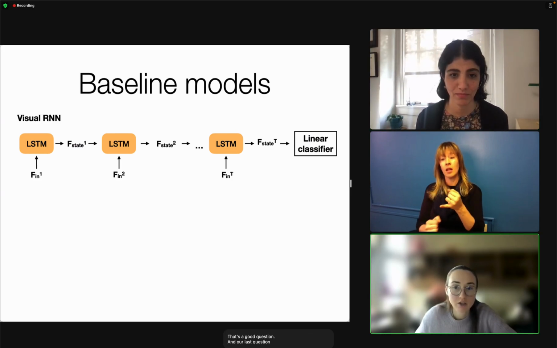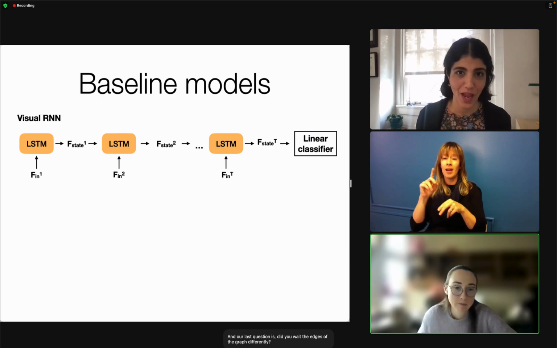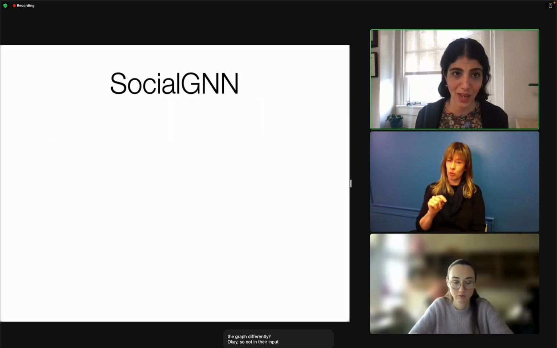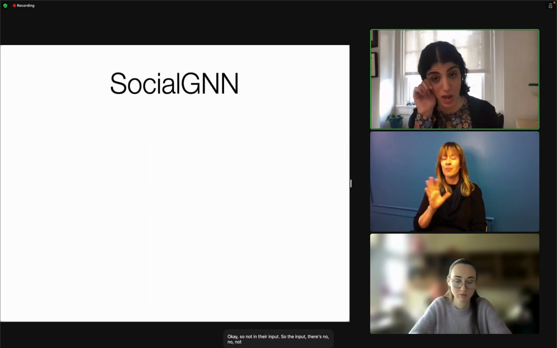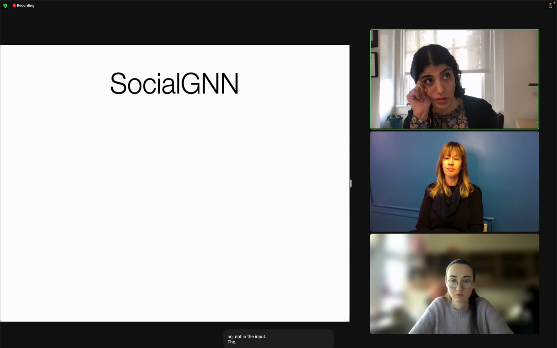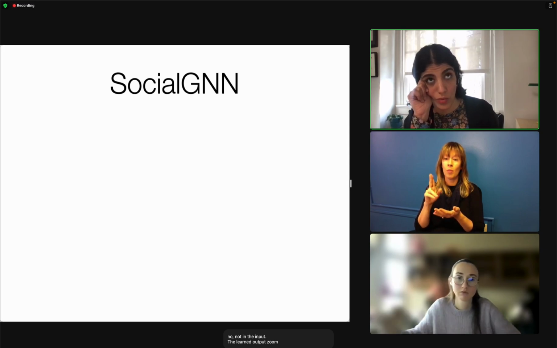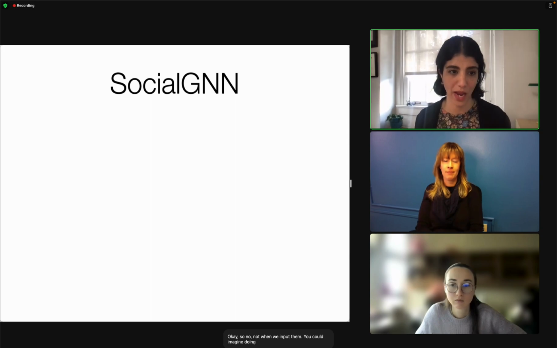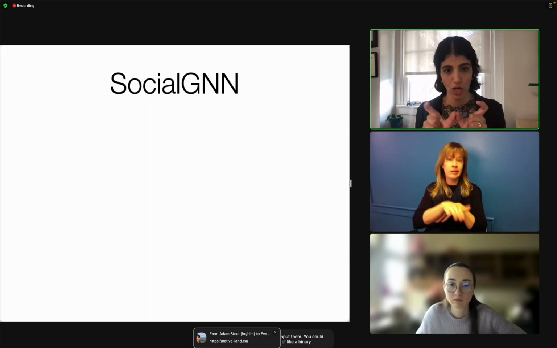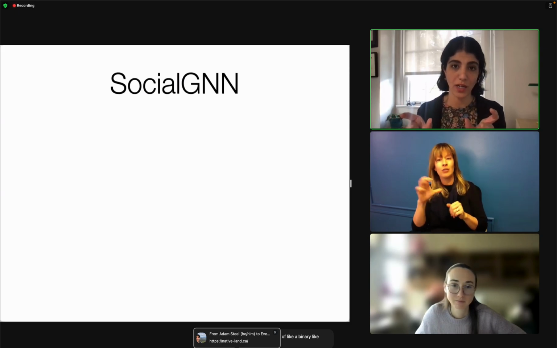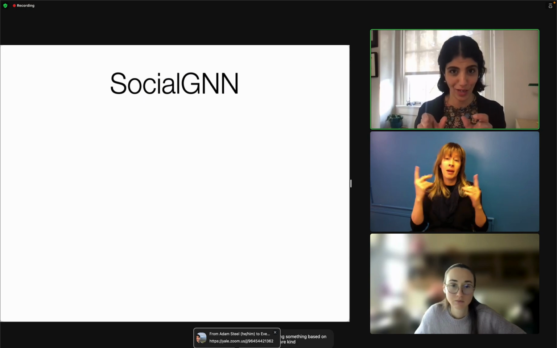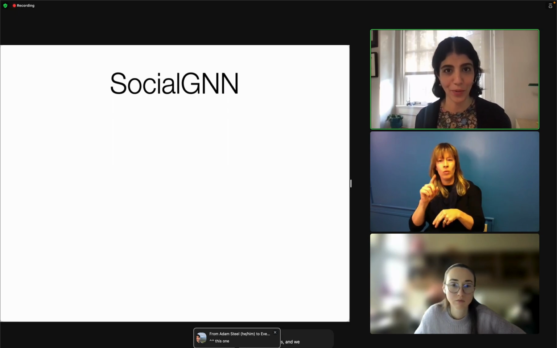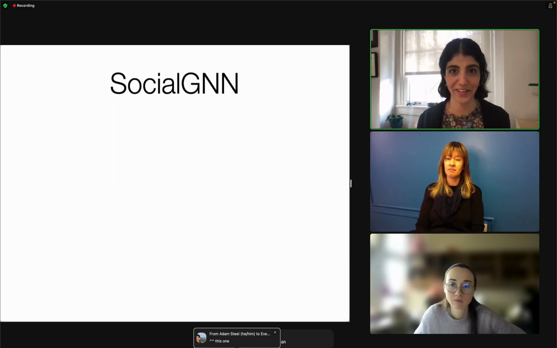And our last question is, did you weight the edges of the graph differently? Okay. So not in the input. So no, not when we input them. You could imagine doing that instead of a binary sender receiver edge. You could imagine doing something based on proximity, like if two people are kind of close or kind of looking at each other versus directly looking at each other, you could weight the edges. And we thought about that a little bit, but we haven't tried it. It's an interesting idea.